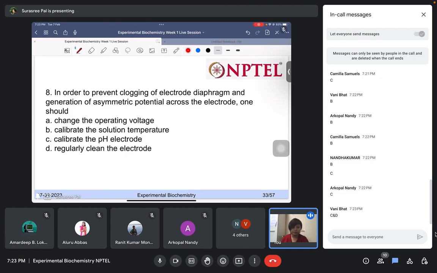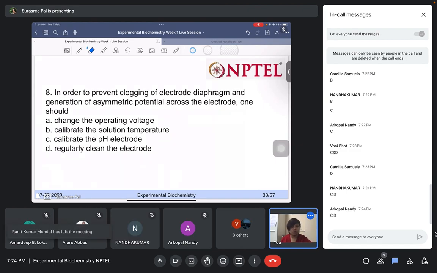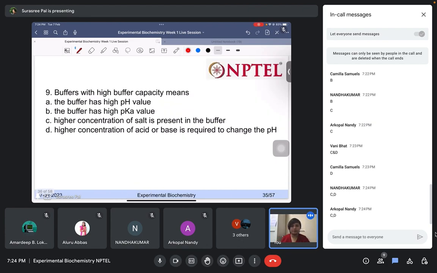So there can be multiple answers in this particular question. Answer accordingly. Yes, so most of you are saying C and D, which is the correct answer. To prevent clogging, we should clean the electrode, and to prevent generation of this asymmetric potential, we should always calibrate the pH electrode. So the correct answer is C and D. Okay, next question.